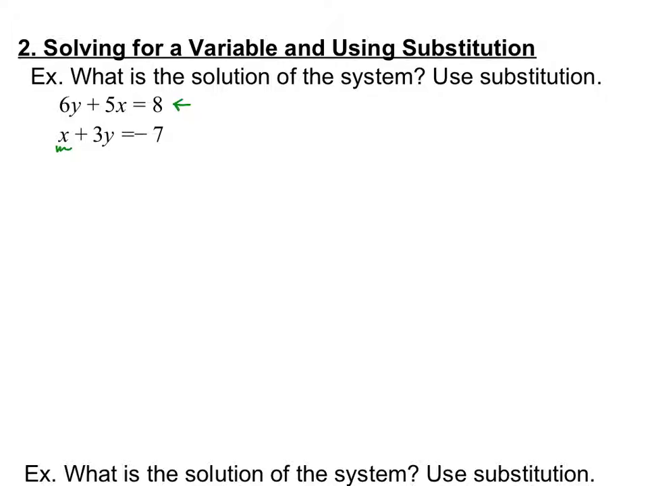So if I go ahead and just isolate x in this second equation, I will subtract 3y from both sides. And there I have now isolated x. X is going to be equal to negative 3y minus 7. So I'm able to do this substitution because I can take the value of x and substitute it right there into the other equation. So I know that 6y plus 5 times x, and this is where I'm going to do my substitution. Negative 3y minus 7 equals 8.